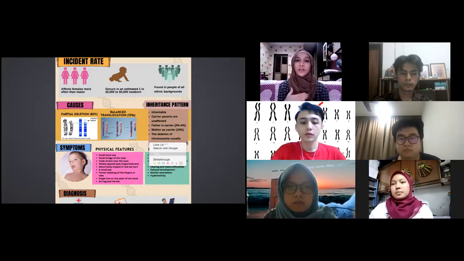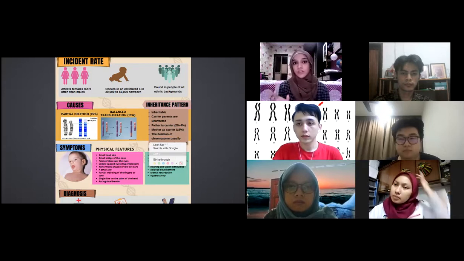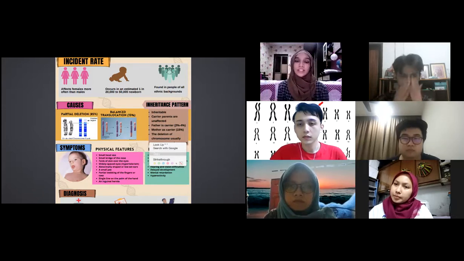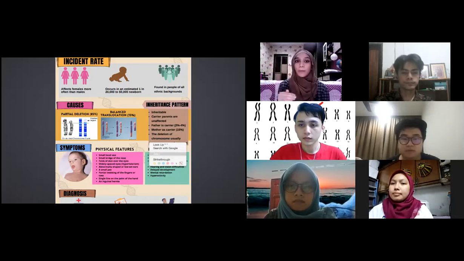Most carriers are healthy and perfectly fine, but when it is inherited, it becomes fatal to the child that inherits balanced translocation, because when it is inherited, it will not come off as a normal chromosome. Partial deletion occurs at a higher rate, but spontaneously, whereas balanced translocation occurs at a lower rate, but may occur spontaneously or be inherited from the carrier parent. That's all for me. I'll pass it to the next presenter.